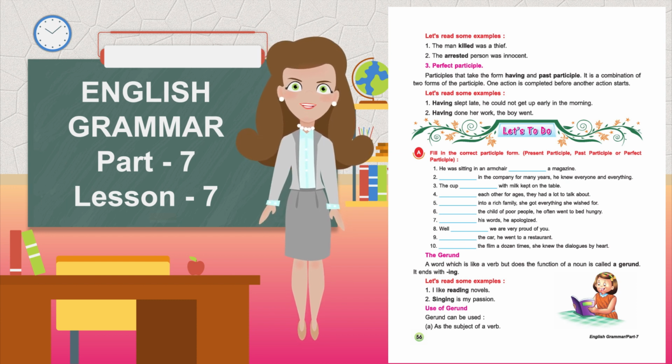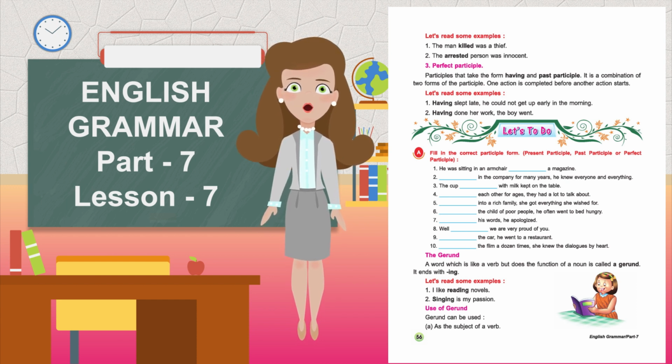The gerund. A word which is like a verb but does the function of a noun is called a gerund. It ends with ing. Let's read some examples. I like reading novels. Singing is my passion.